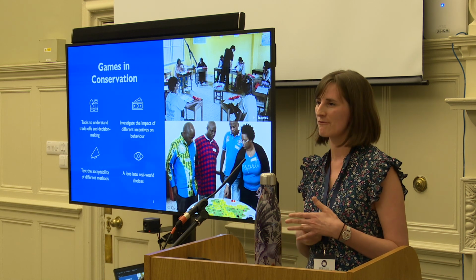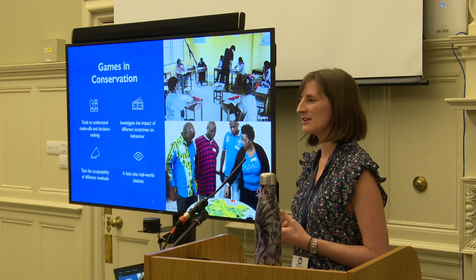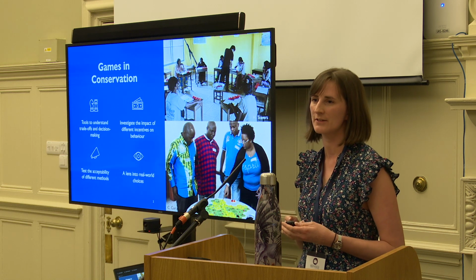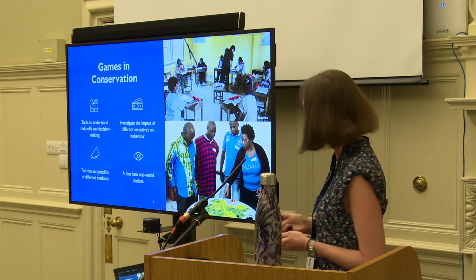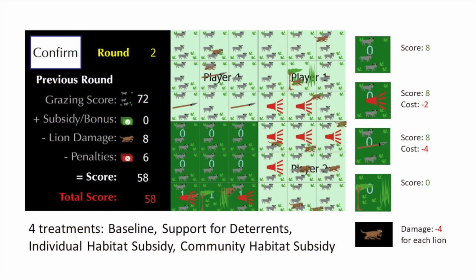Obviously they represent a very simplified version of reality, but they can potentially act as a lens into real-world behaviour and real-world decision-making. So we trialled the use of a game to measure human-lion interactions. Apologies if you can't see very well at the back, it would have been better on the big screen, but it was played on a tablet with 4 players.